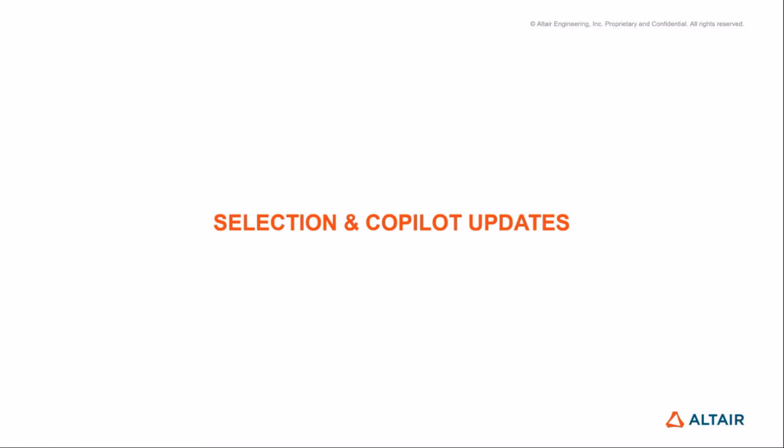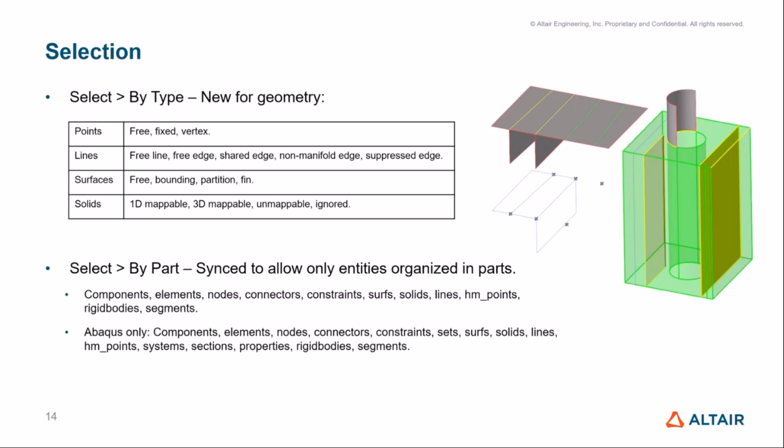So I'll follow up with a few additional enhancements to selection and copilot. So I'll go ahead. The first thing I wanted to mention is a new advanced selection that we have for geometry, which is basically bringing all the, most of these are topology based, but there's a few with solids also by mappable, and we're calling this by type. I'll do a quick demo with this model.